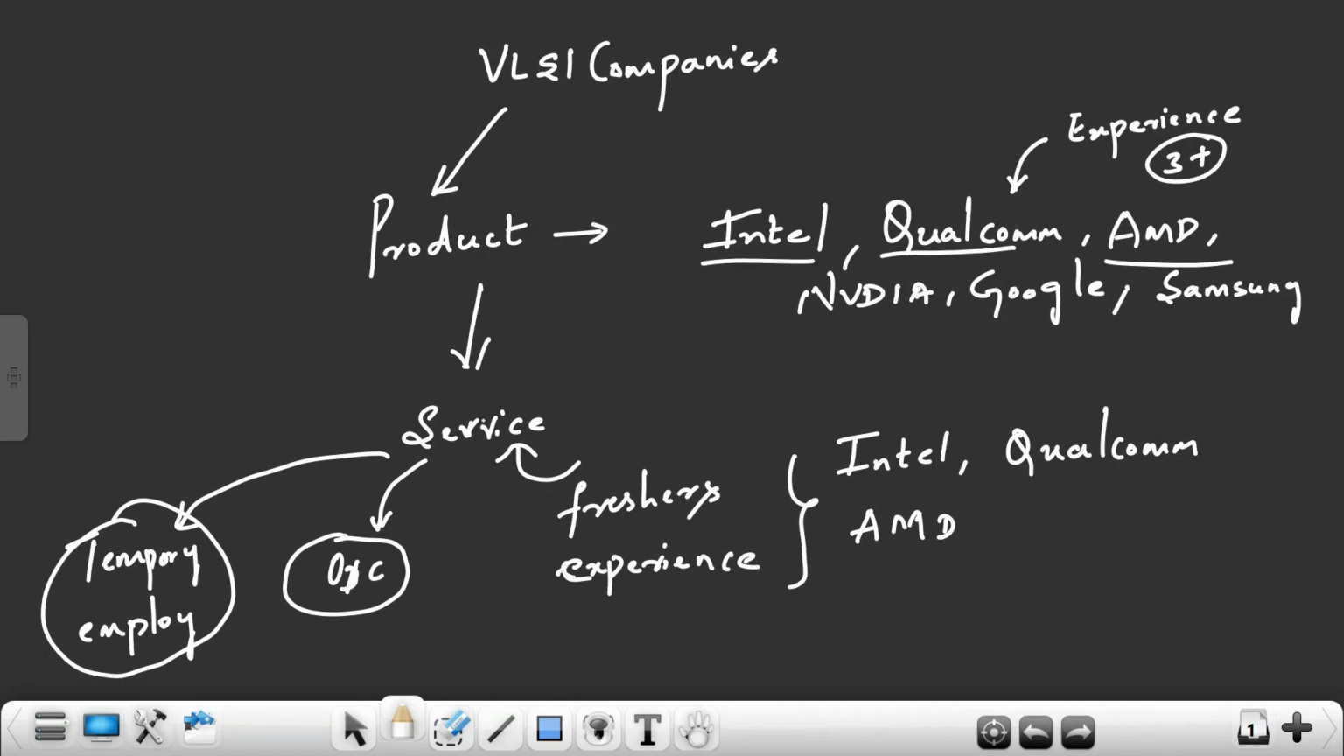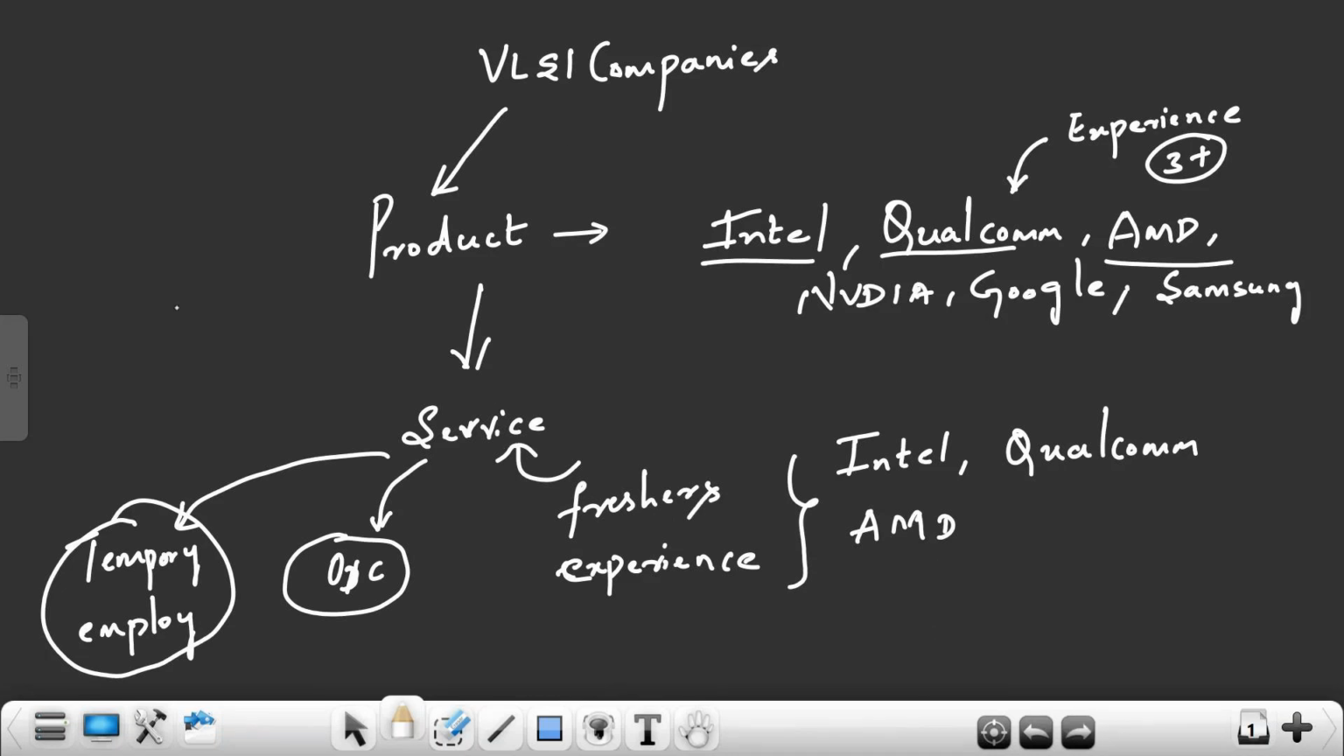Service-based companies will take freshers and experienced candidates, but these companies will take only experienced people. See, Intel and Qualcomm will take 3+, but Google, Samsung, AMD will take only 4+. It is their company, according to company rules, they will take experienced candidates because they will not invest their time in training. Minimum training they will give, only 1 week, on how to handle their flow. Apart from that, they do not invest more in training. But service-based companies are not like that. They will invest something in training also.